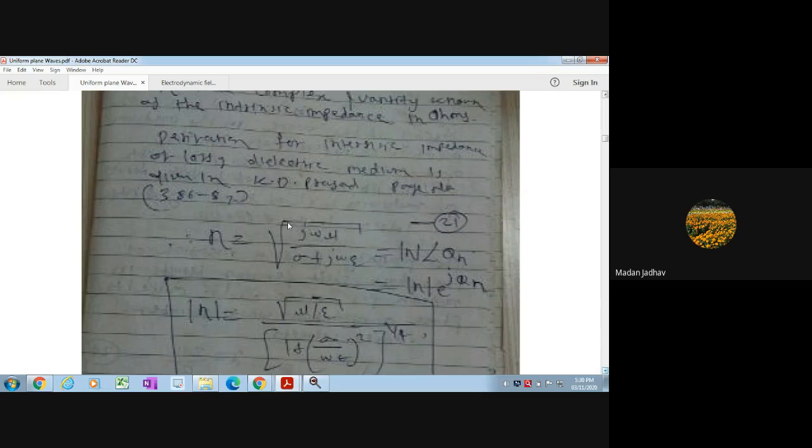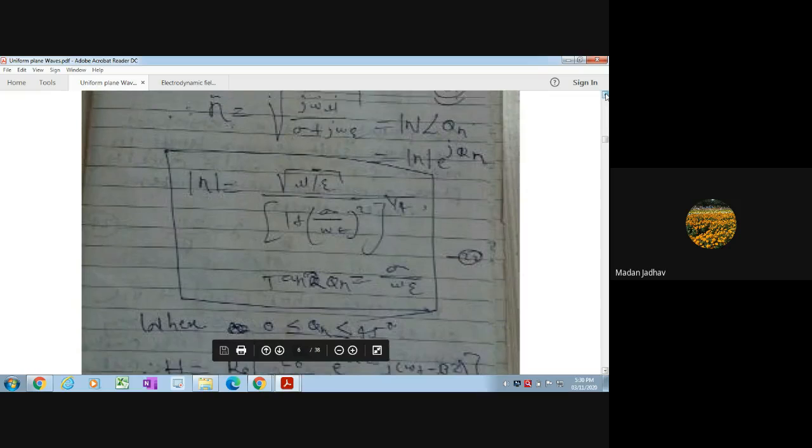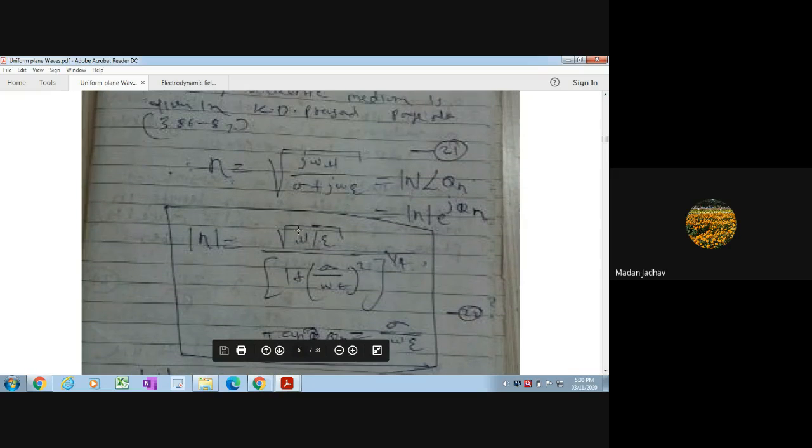lossy dielectric medium. Now theta n is nothing but the phase angle. Whenever there is a quantity in terms of real and imaginary parts, there is some phase angle, and that phase angle is theta n. Now if you calculate the magnitude, what will you get? You will get the square root of mu divided by epsilon, into 1 plus sigma divided by omega epsilon whole squared, raised to 1 by 4. This is the magnitude of the intrinsic impedance for the lossy dielectric medium.